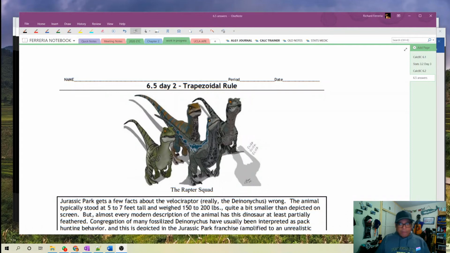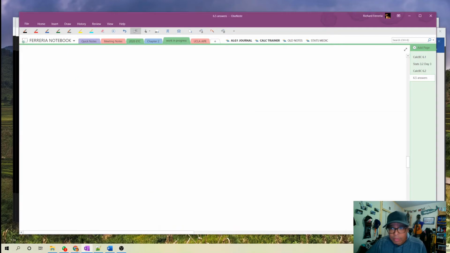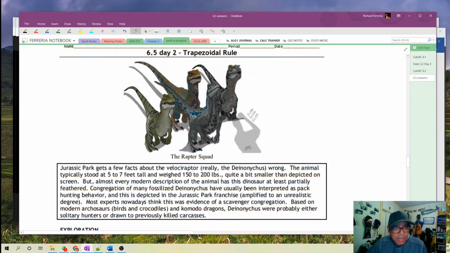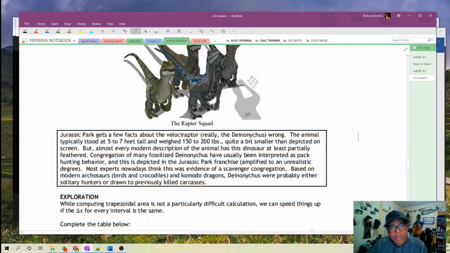As we start off, we're going to be looking at the Raptor Squad, which I think is hilarious. So here with the Raptor Squad, you can read more about these. Deinonychus versus the raptor as in Jurassic Park, but we'll get back to it later.